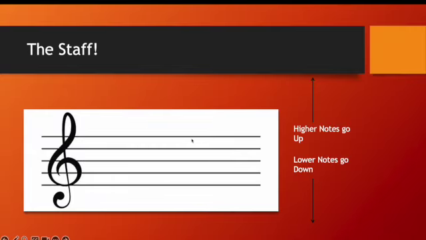So this is what the staff looks like here. It is comprised of 1, 2, 3, 4, 5 lines and 1, 2, 3, 4 spaces. Now, notes get placed on this staff relative to their pitch. So the higher you go up on the staff here, the higher the note is, and the lower down you go on the staff, the lower the note is.